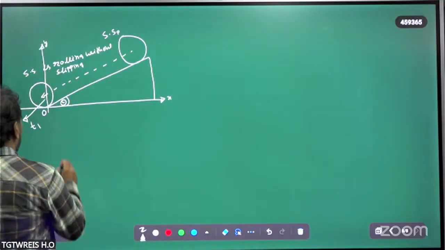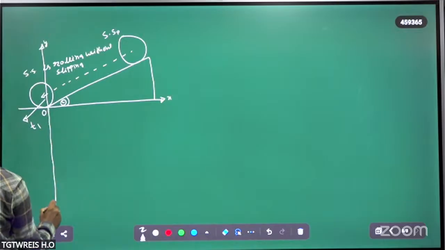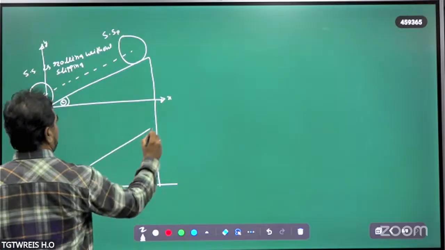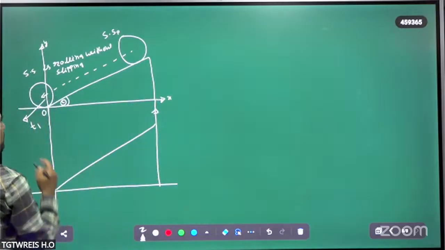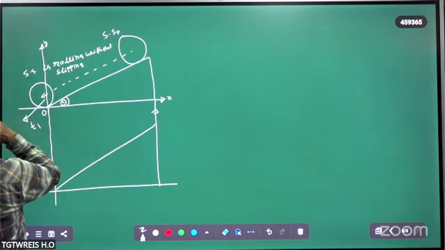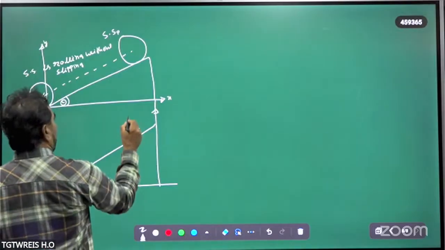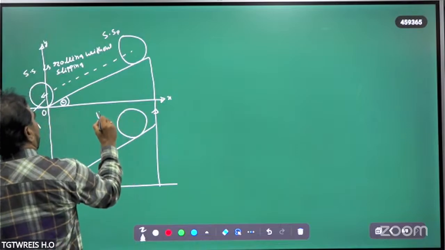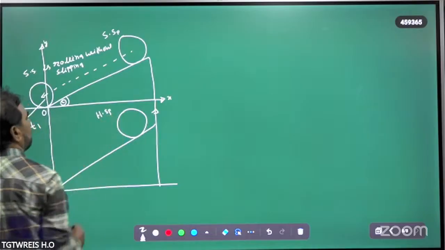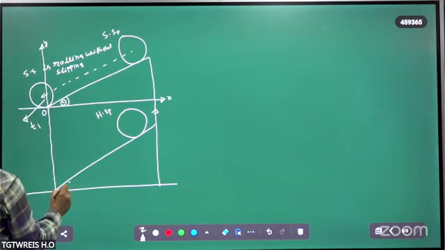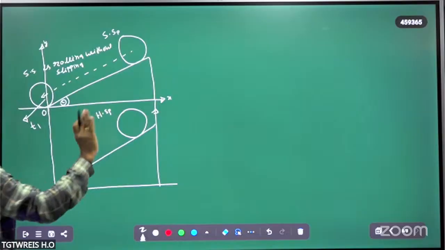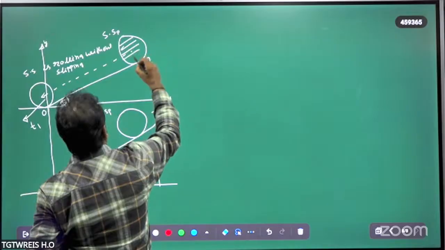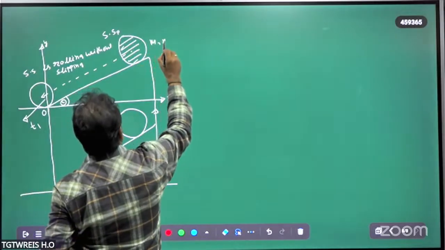Next, this is the same inclined plane only. The inclined plane does not change. On the inclined plane, this is a solid sphere. Next, another sphere is a hollow sphere. On the same inclined plane, the inclined plane does not change. First one, I placed a solid sphere. It has a mass m and radius r.